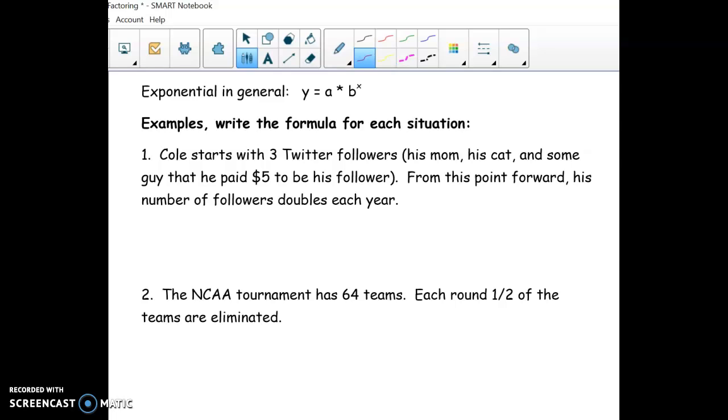Okay, so a couple more general ones. So this is the more general formula, and we want to try to write the relationship between the two variables because it's an exponential situation. This one doubles every year, right? Okay, so we got to figure out the starting amount and then the number that you're multiplying by. Okay, so maybe pause the video and try these two and see if you can make some sense of it.